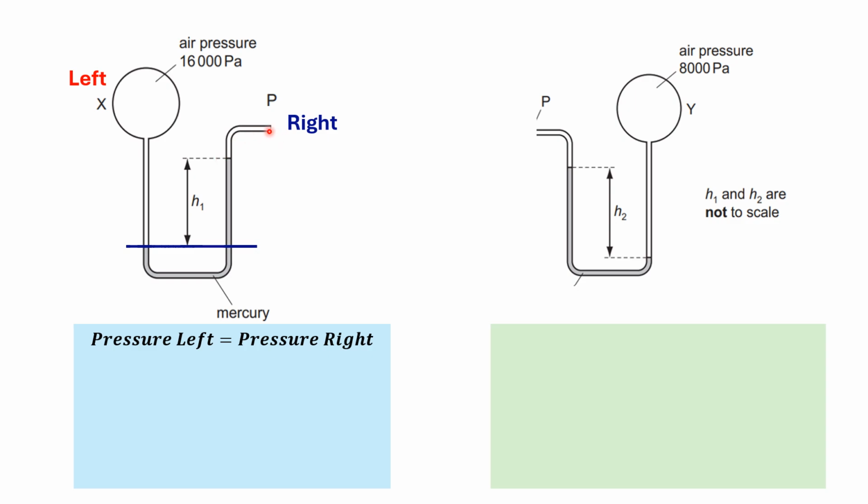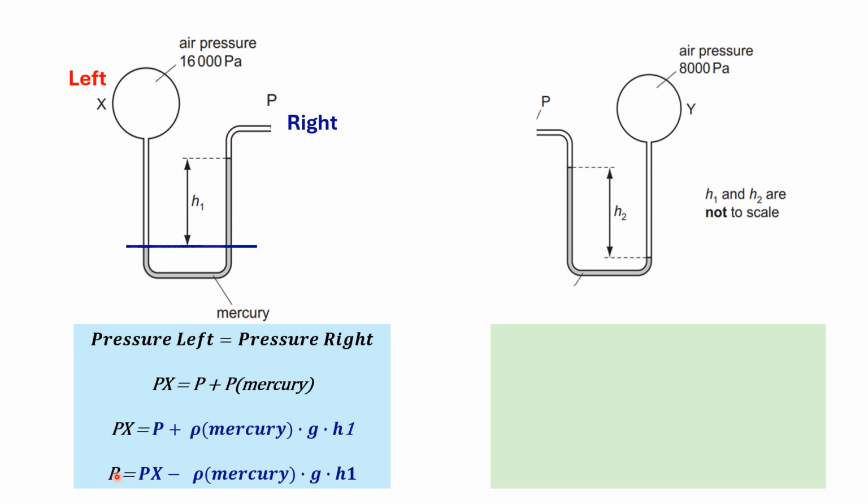It's not open to the atmosphere, it's just connected to P. So then we can write this expression. The pressure on X is equal to the pressure on P plus the pressure of the mercury. Now again, doing substitutions, the pressure of the mercury is the density of the mercury times G times height 1. So rearranging for P, we have Px minus all this expression.